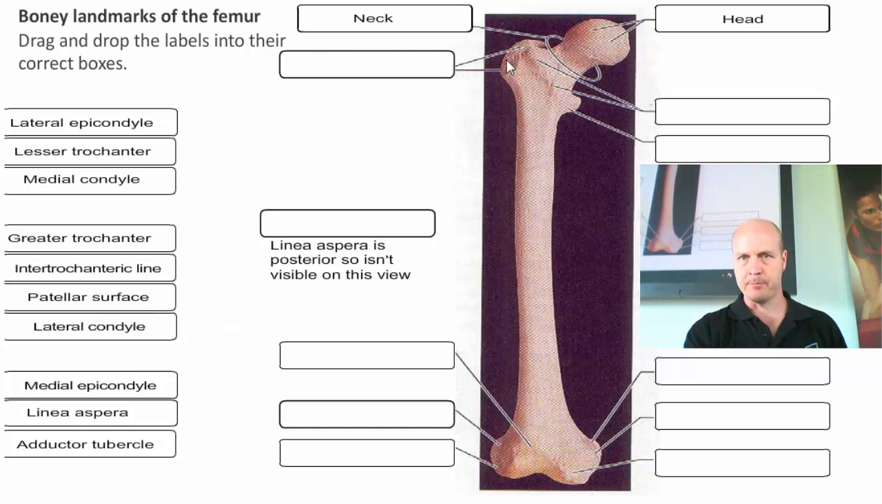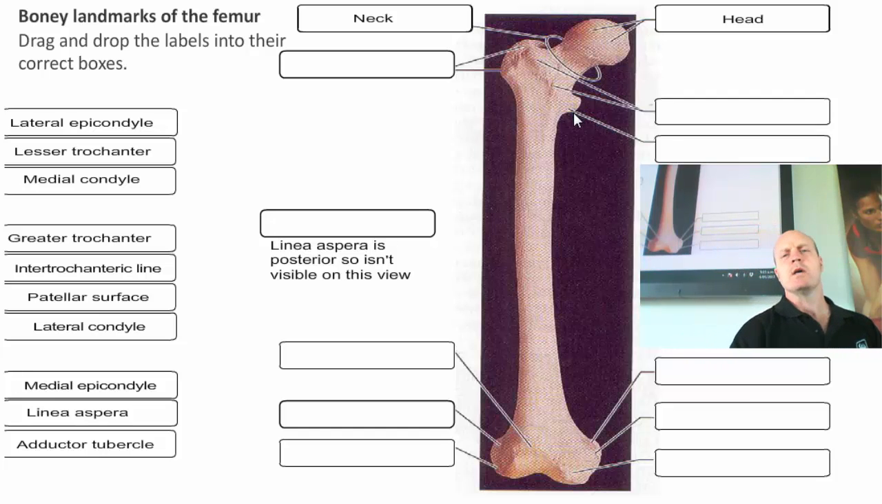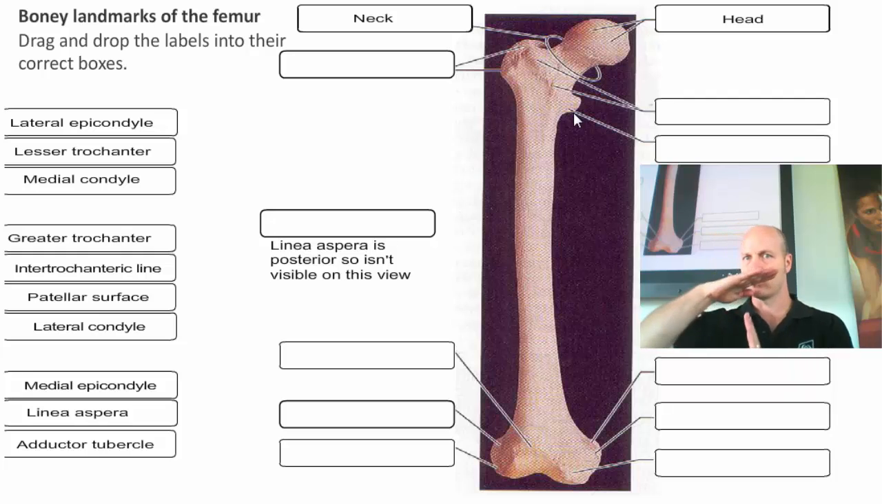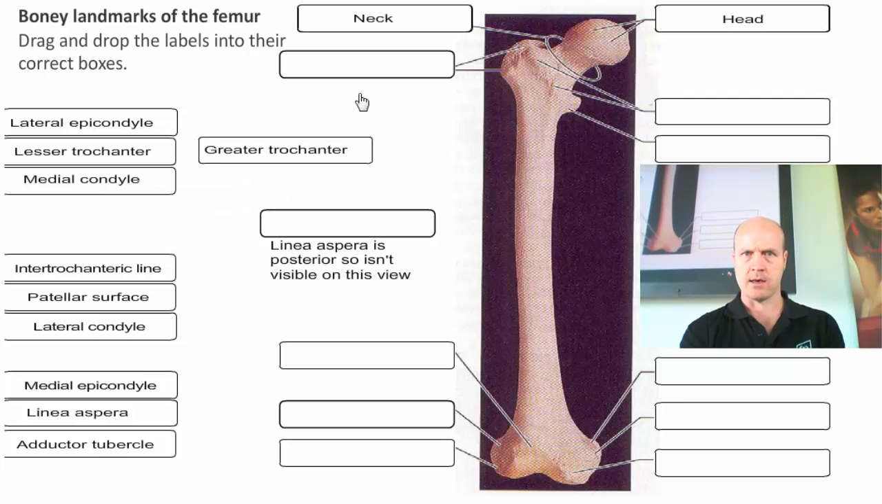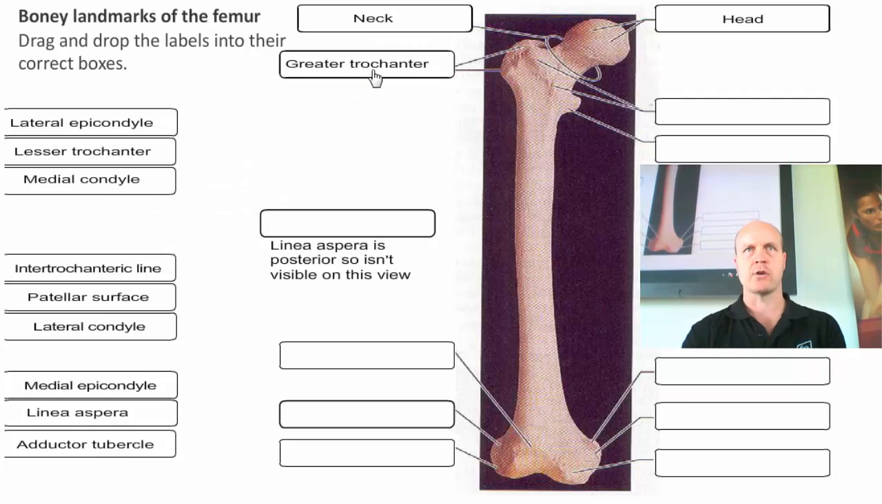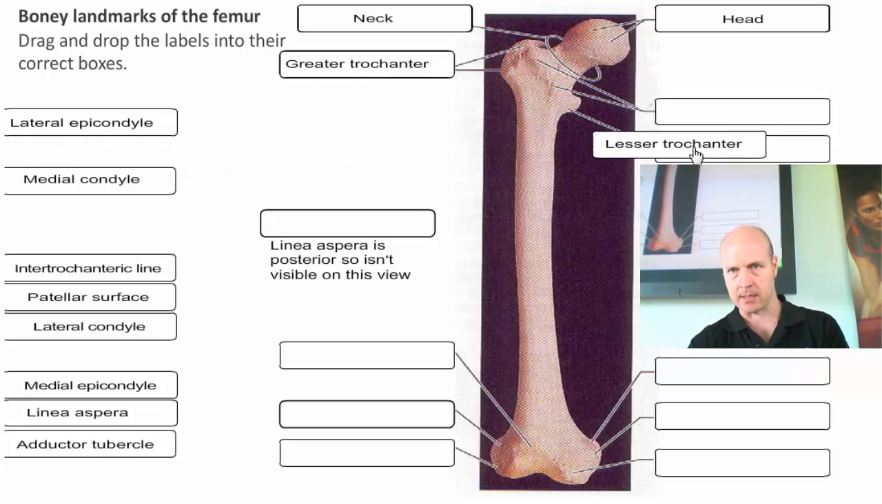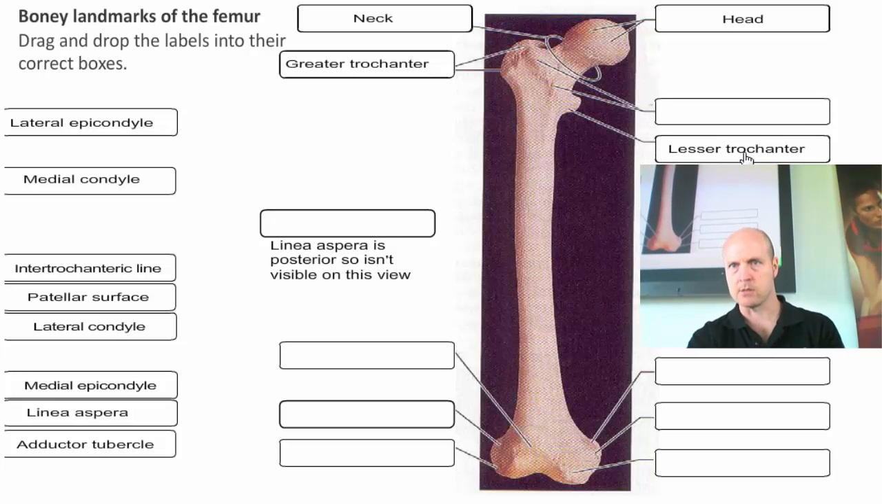Then we've got a big bumpity bit and a little bumpity bit. So elsewhere in the body, a big bumpity bit was a tuberosity, and maybe a smaller one would be a tubercle. But for some reason, the femur thinks it's more special than everyone else, so it's got its own name. So we call it the greater trochanter, greater being the big one, and then the lesser trochanter is the smaller one.